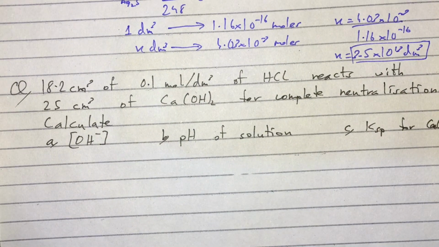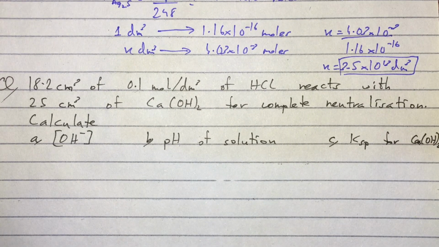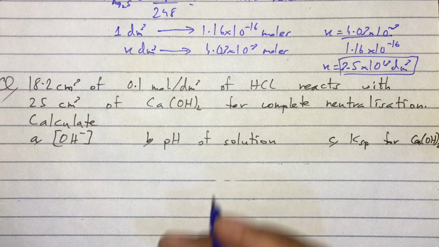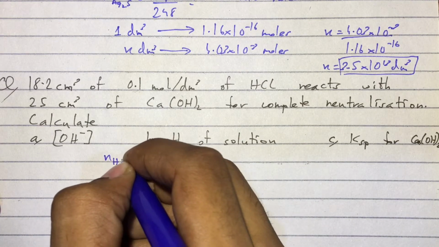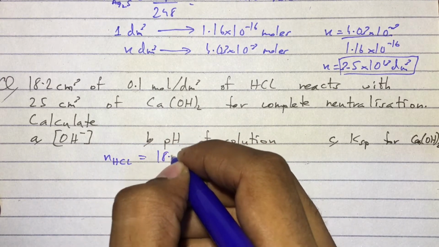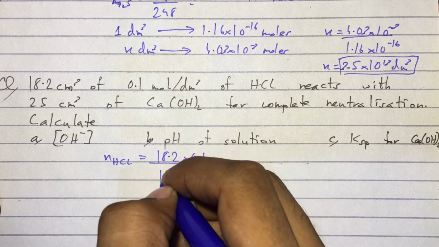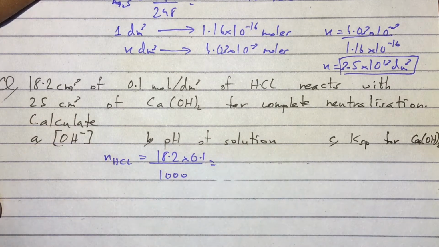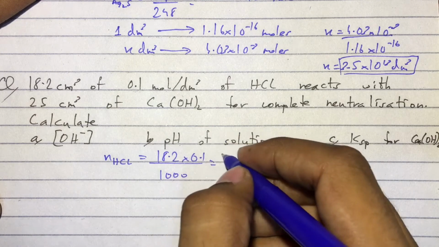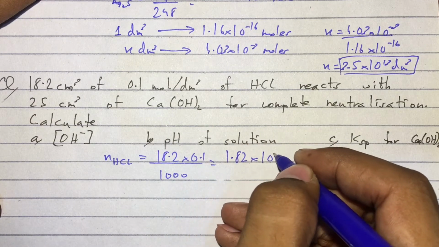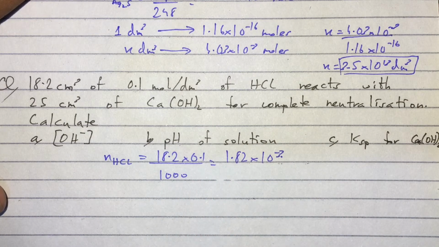Now the last question: 18.2 cm cube of 0.1 mole per dm cube of HCl reacts with 25 cm cube of Ca(OH)2 for complete neutralization. Calculate the concentration of OH negative. Okay, so first let's find the moles of HCl. 18.2 times 0.1 upon 1000 is 1.82 times 10 power negative 3.